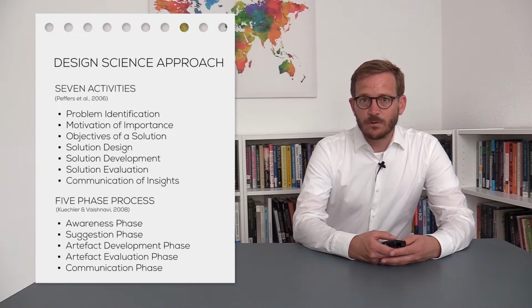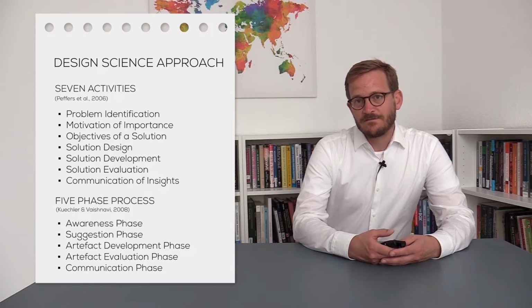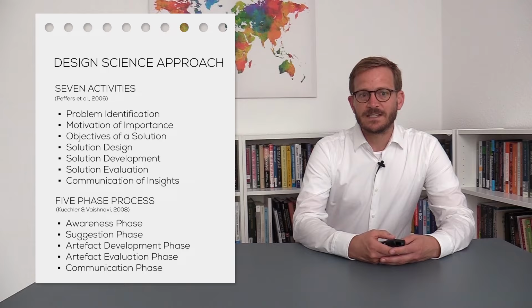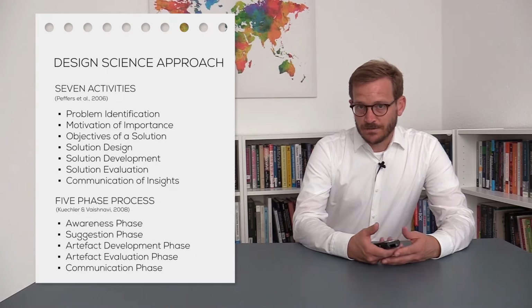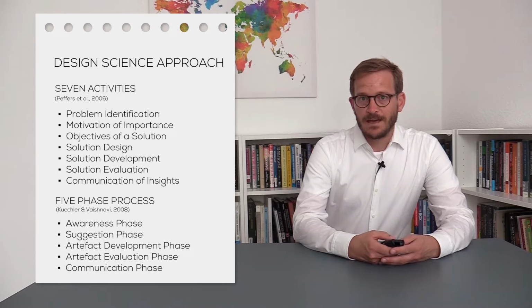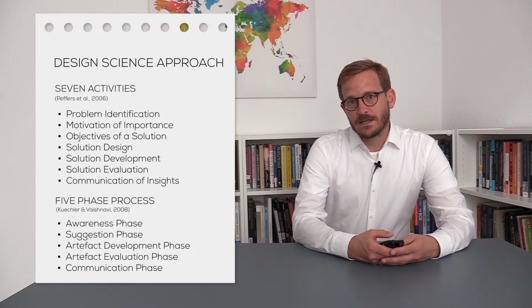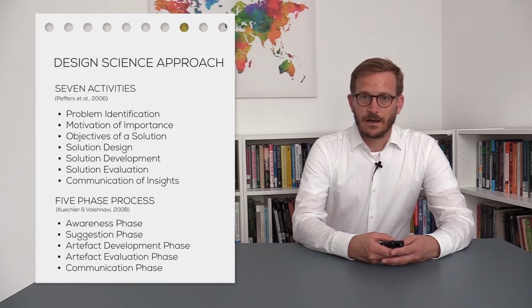These activities can also be organized along a 5-phase understanding of design science research. The first phase being the awareness phase, and this roughly aligns with the problem identification, the motivation of the importance of solving this problem, and the objectives of solving the problem. The next phase in the 5-phase approach is the suggestion phase. The suggestion phase is pretty much one-to-one aligned with solution design activities described earlier.